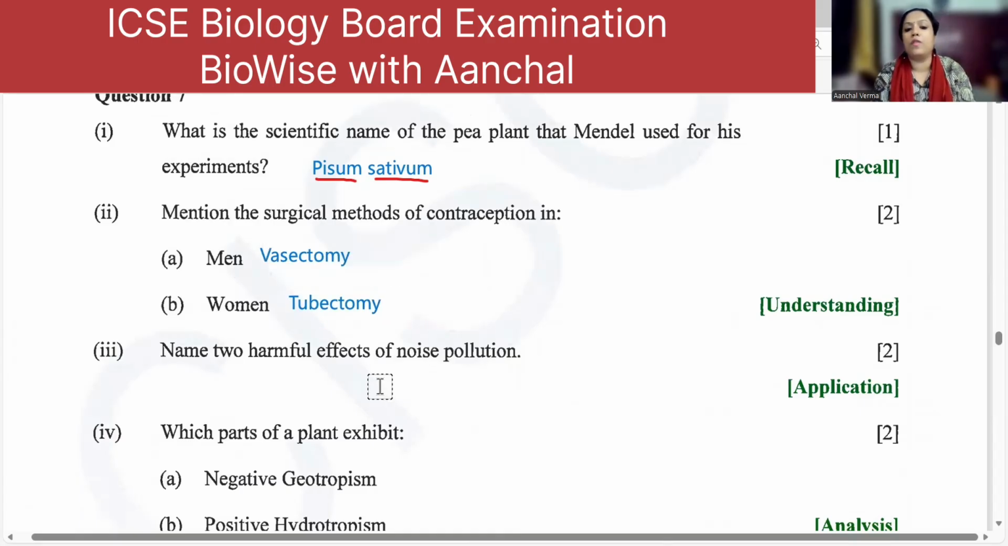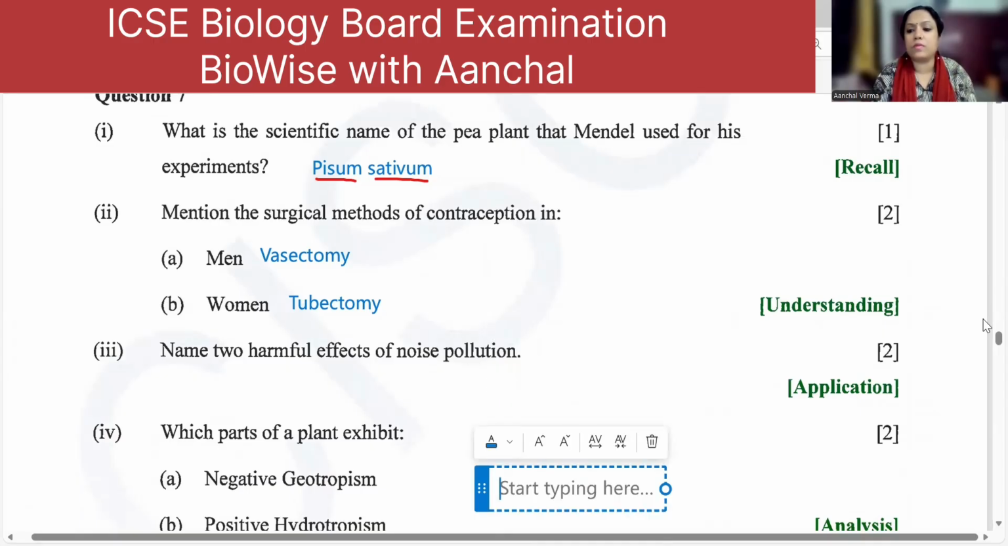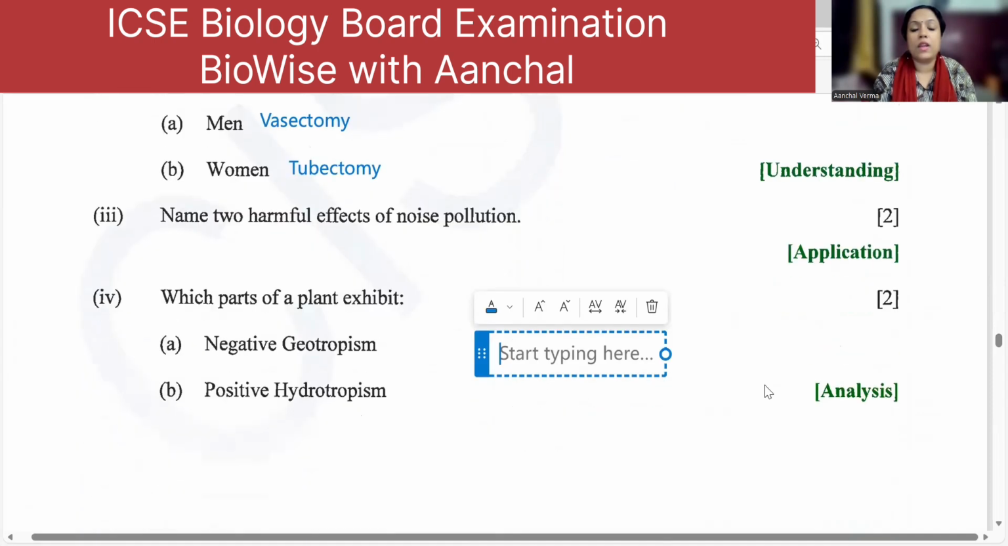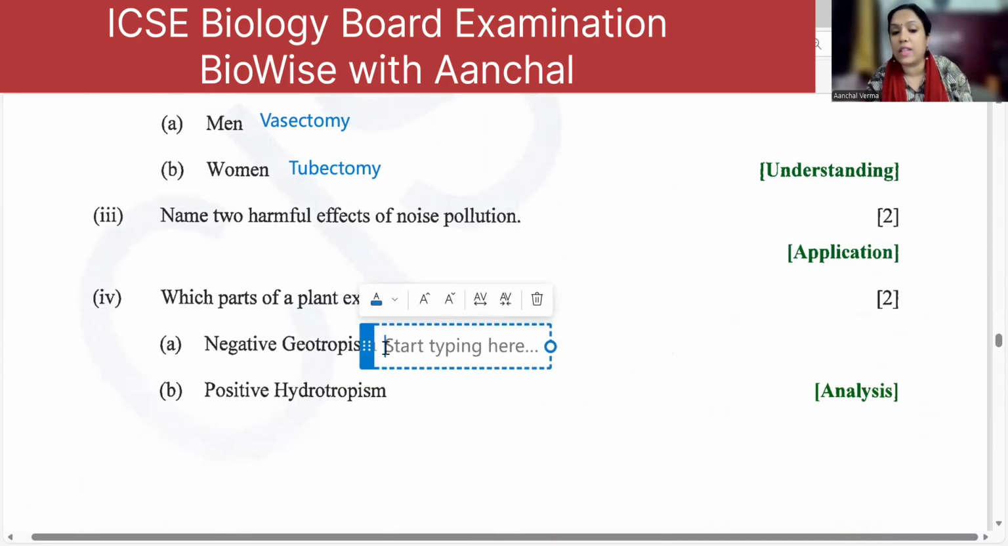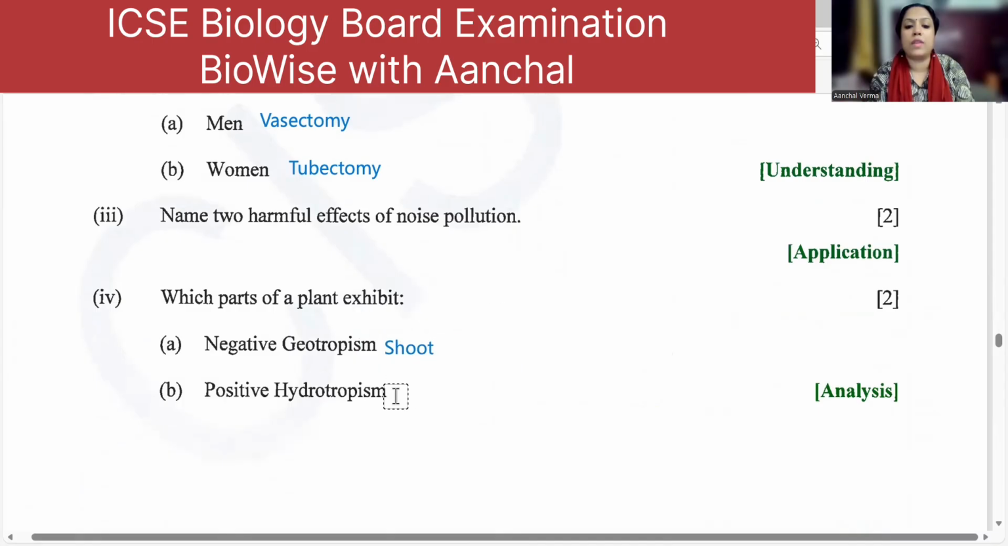Okay, harmful effects of noise pollution, two harmful effects. One is it increases stress, it affects your nervous system, you do not get proper sleep, it leads to deafness. That's it, you can write that much. Which part of the plant exhibits negative geotropism? Now, negative geotropism, that is, negative is against gravity, so it is the shoot. And positive hydrotropism, that is towards the water, that is the root. Okay. So next.